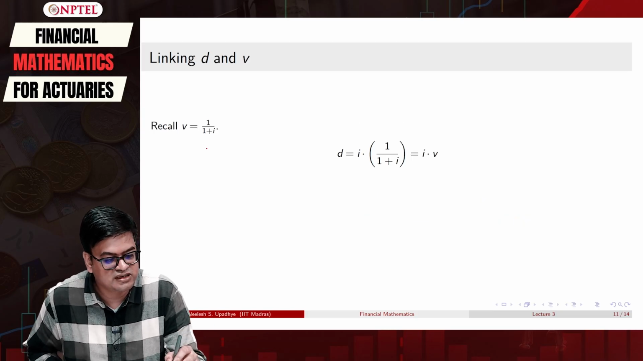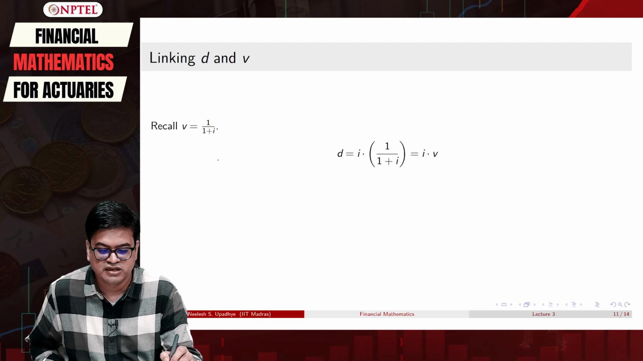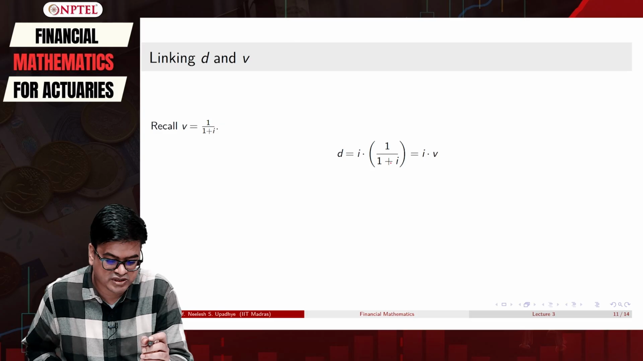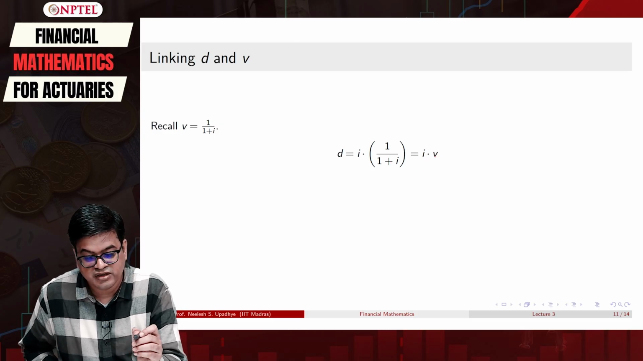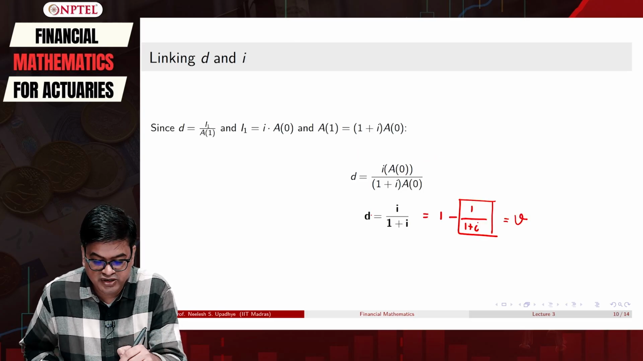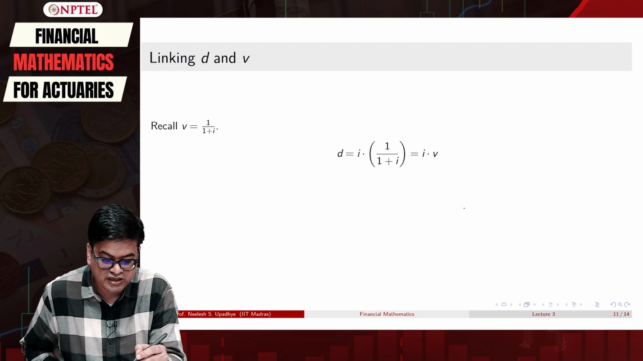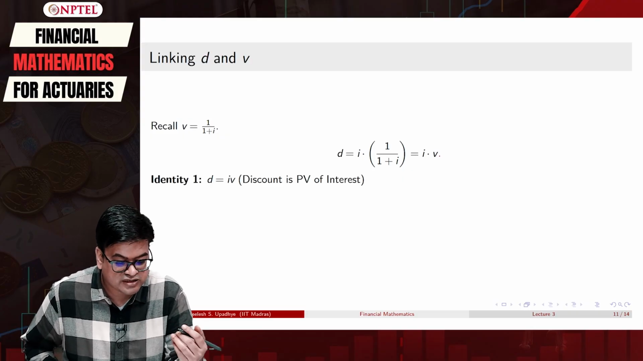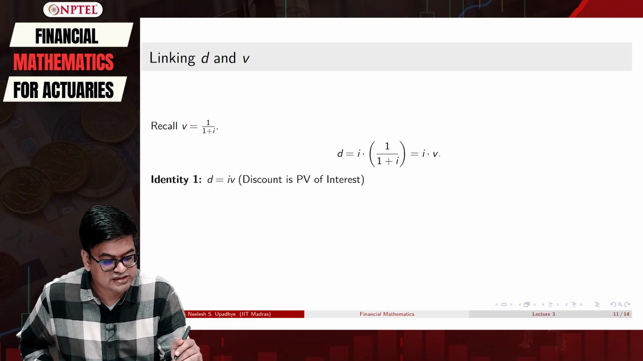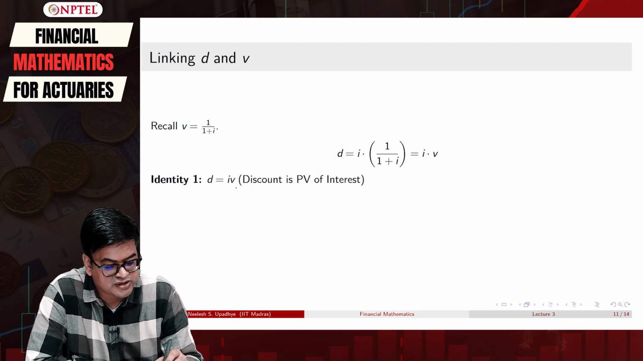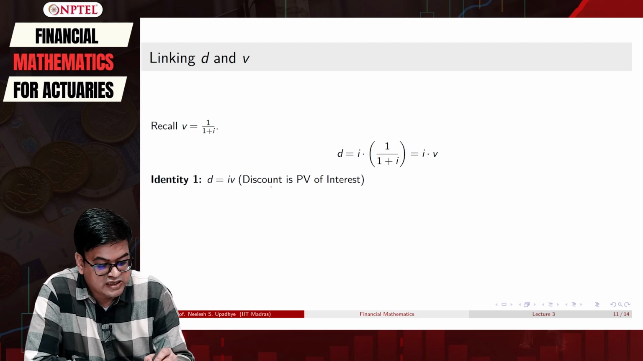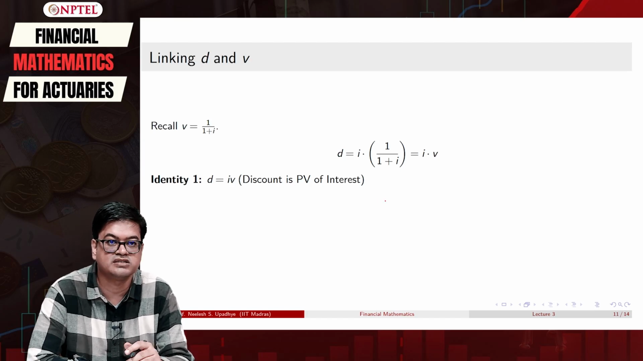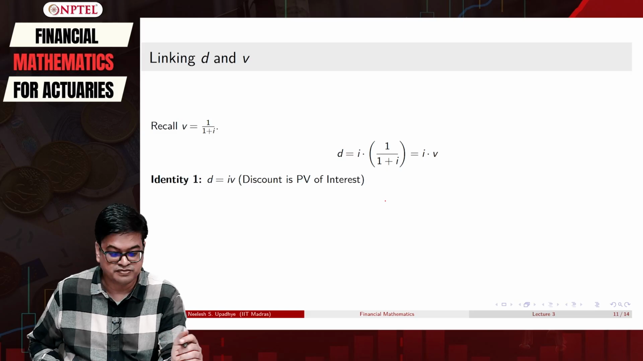So here is the relation, V is equal to 1 upon 1 plus I, then D is equal to I times 1 upon 1 plus I, and therefore it is IV. But if you go back one slide, I have derived D is equal to 1 minus V. Here I am saying D is IV, right? So we are actually proving some identities. So here is the first identity, which is D is equal to IV. What does this mean? Discount is present value of interest.